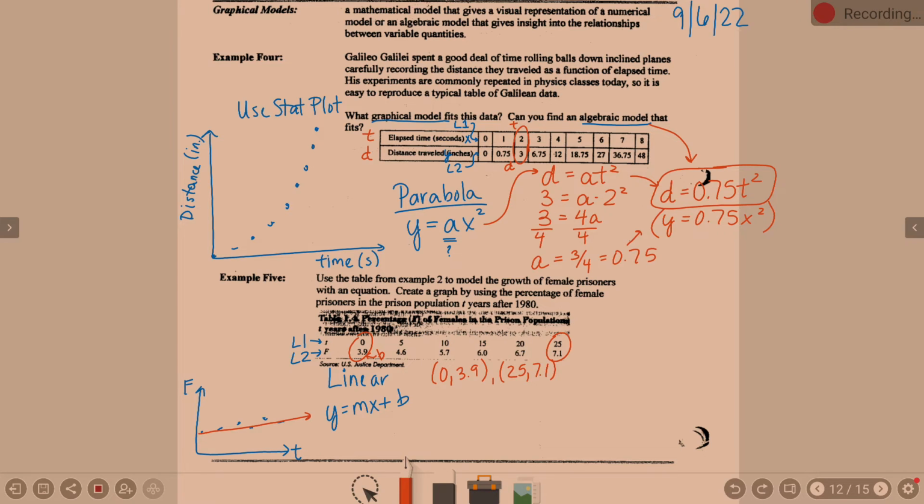So, did you find slope? Let me rephrase that. Are you finding slope? How are you finding slope? What was it? Okay. She says 7.1 minus 3.9, because we're going to do y minus y over x minus x. Must be 25 minus 0.